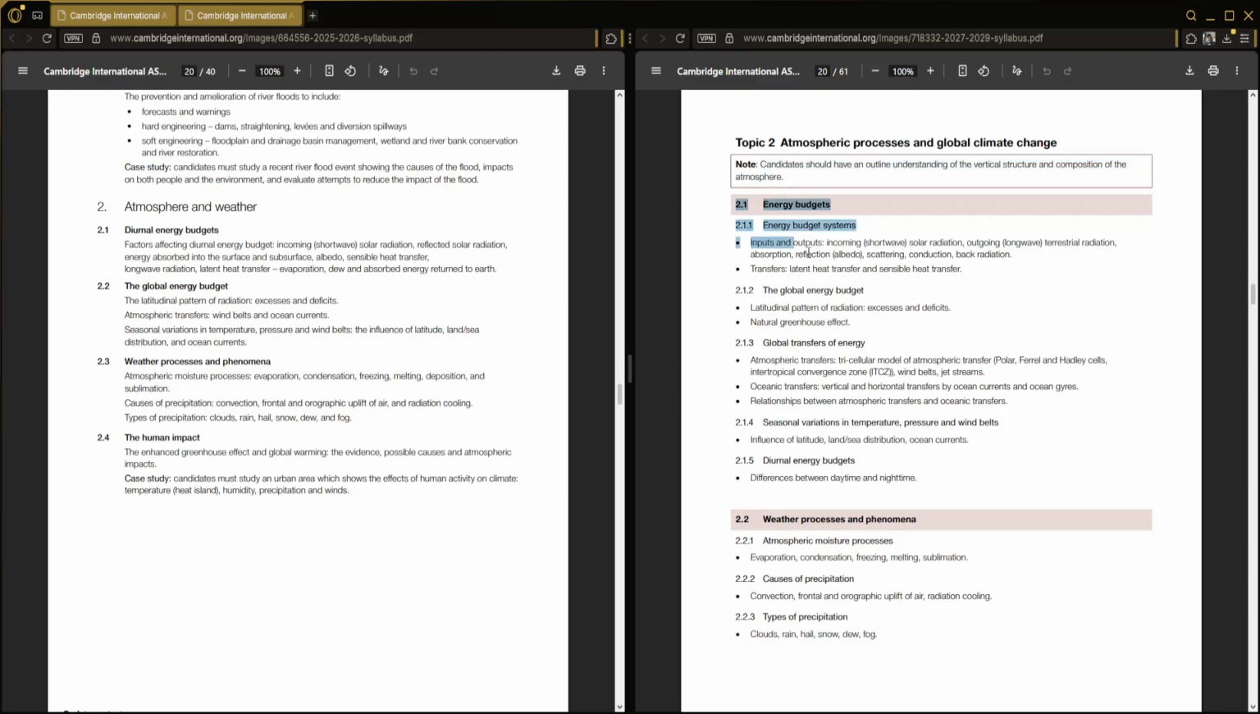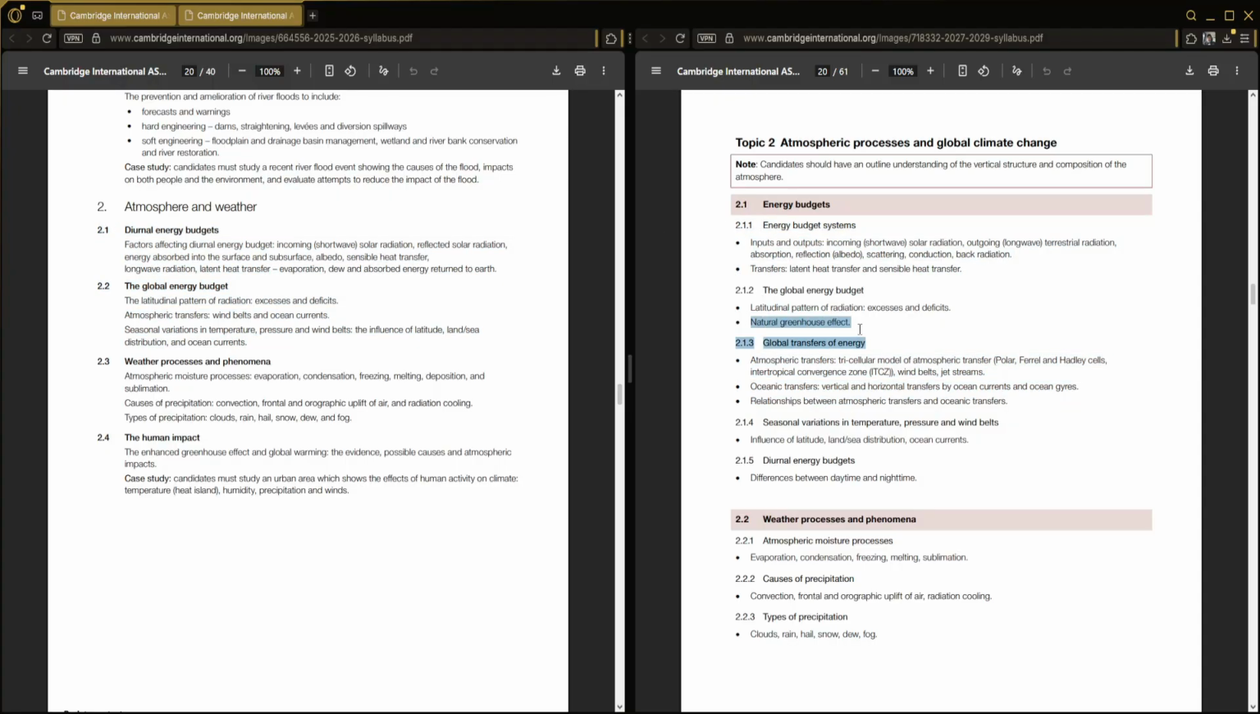So for the actual contents, 2.1 and 2.2 in the old syllabus has been merged into 2.1. As you can see here, diurnal energy budgets and global energy budget, basically diurnal over here, global over here, and then these things are essentially the same thing that you've studied over here.